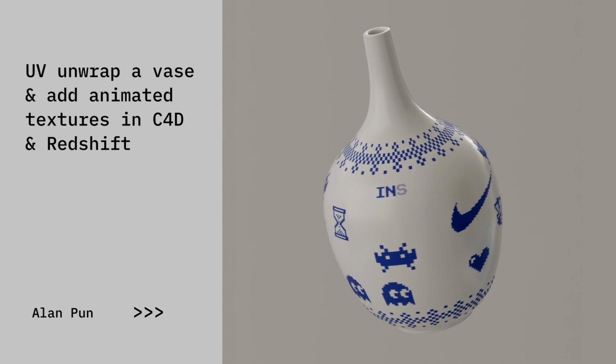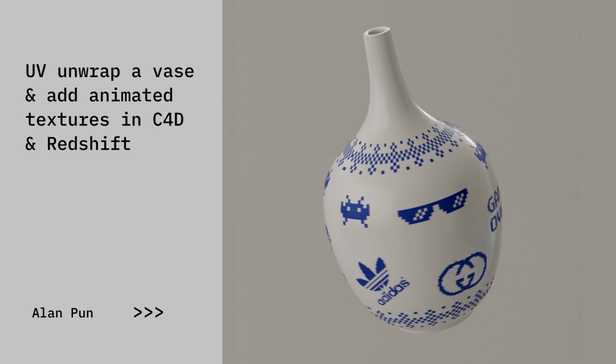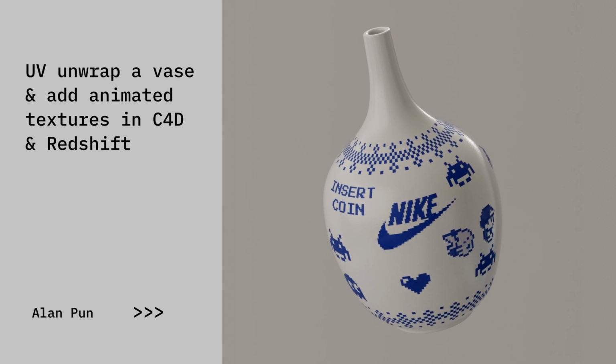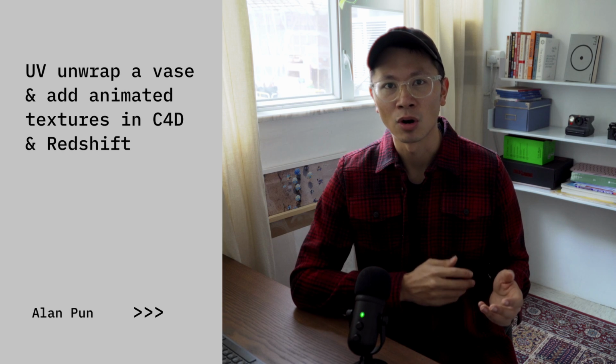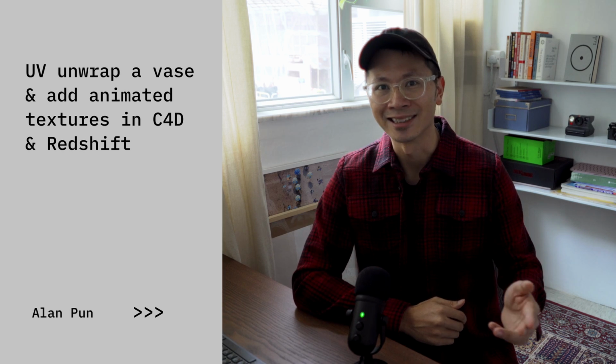In this video, I'm going to show you how to UV unwrap this vase and add an animated texture on top of it. This process can work for any cylindrical objects like a bottle or a can. So let's get into it.